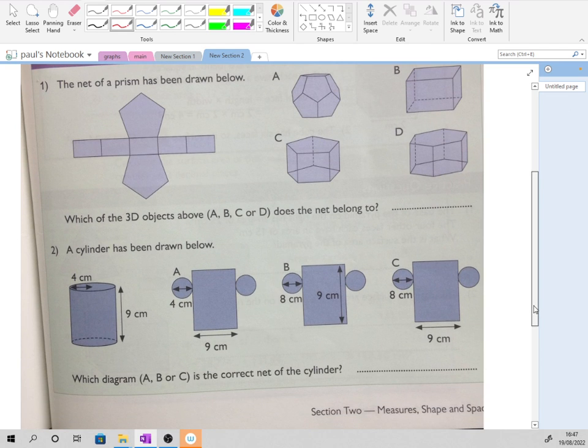Now, the net of a prism has been drawn below. This is a 5-sided prism. So which one is going to be it? It's got to have 2 big pentagons. So this is a pentagon. That's a 5-sided shape. So it's got to have 2 pentagons and 1, 2, 3, 4, 5 sides. If you stand this pentagon up out of the paper, then all these would wrap around. So we need a 5-sided shape.